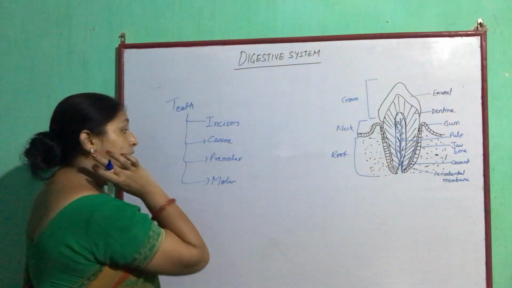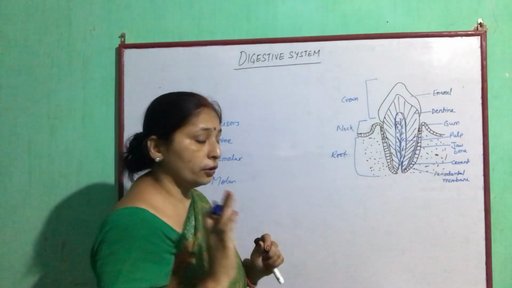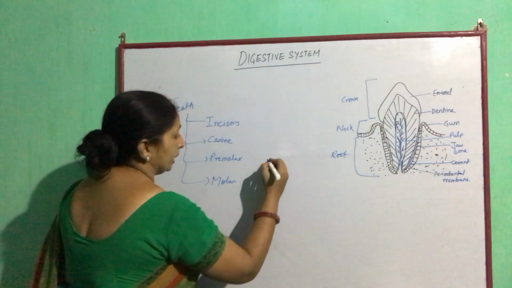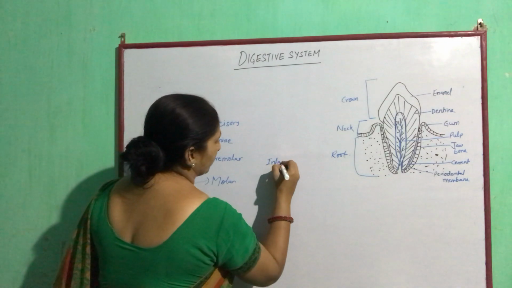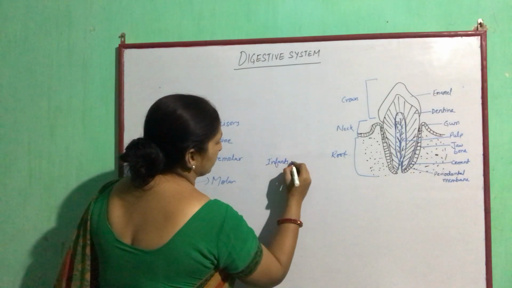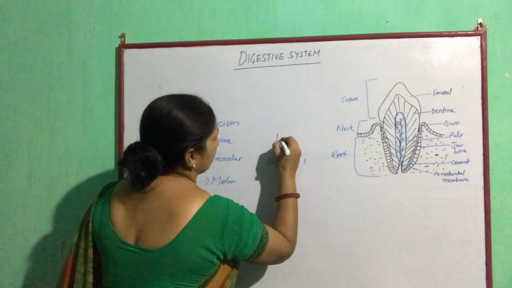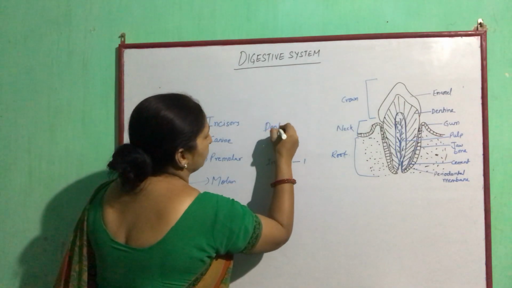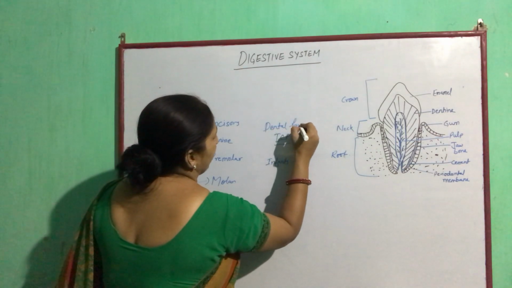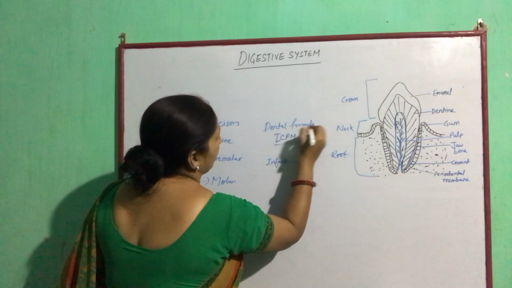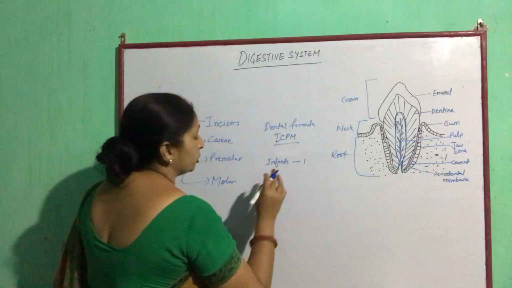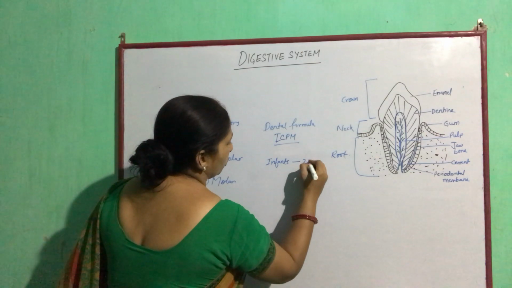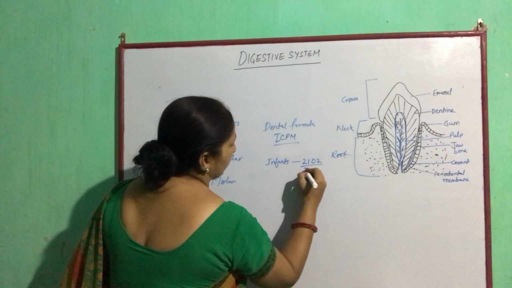Here, the number of these teeth is different at different stages. Like for infants or small children, the ICPM formula. It may be asked, write the ICPM formula or dental formula for an infant, for a child, or for an adult. So for infants or for small kids, the ICPM formula is 2102 by 2102.